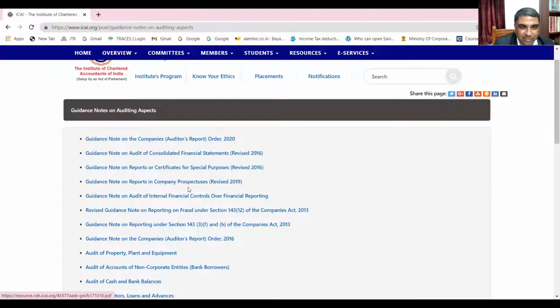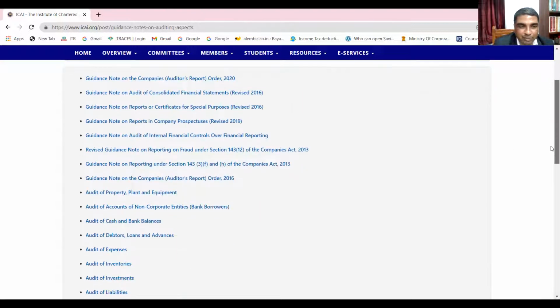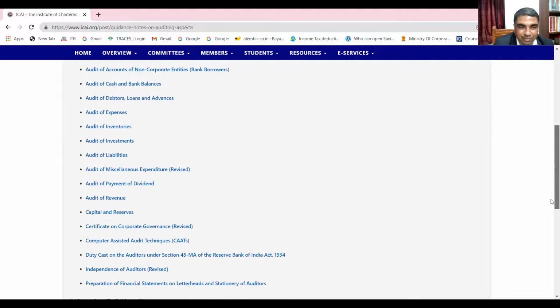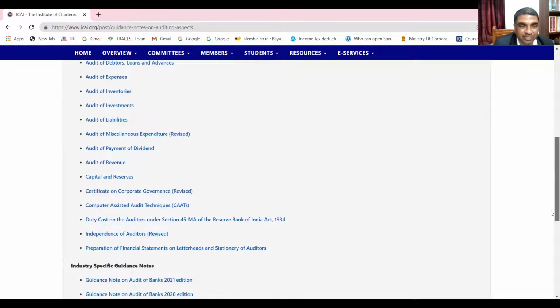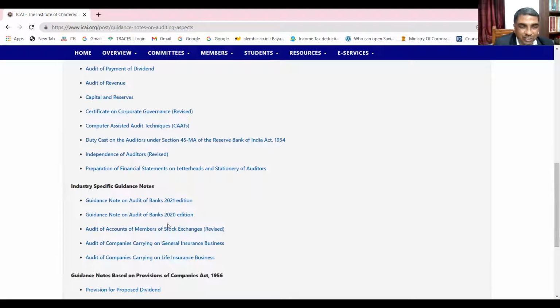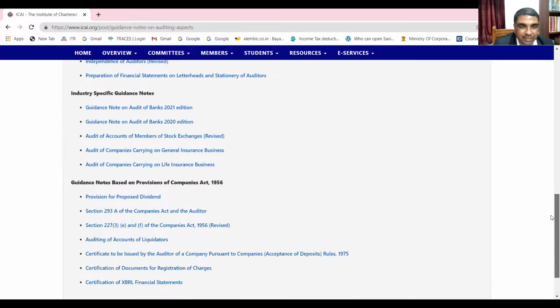So many guidance notes are there. For example, you see audit of PPE, property, plant and equipment, audit of cash balances, debtors, loans, advances, audit of expenses, audit of inventories. You see so many guidance notes are there. Audit of revenue. Are you getting it? Then you see industry-specific guidance notes like audit of banks, audit of members of stock exchange, right?